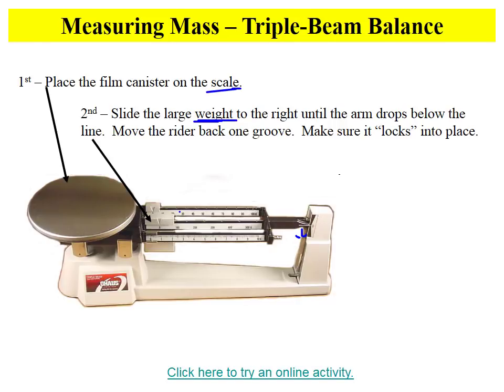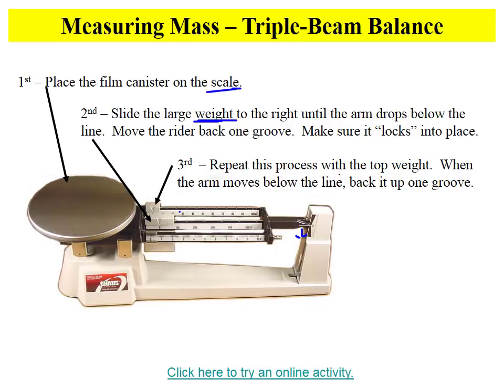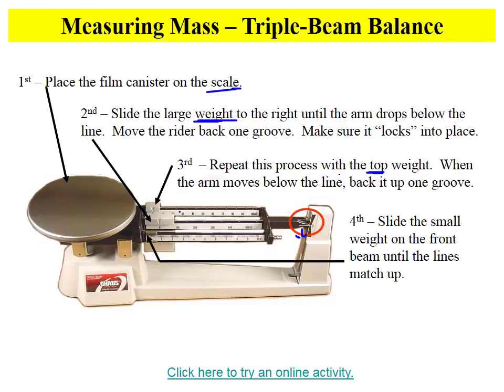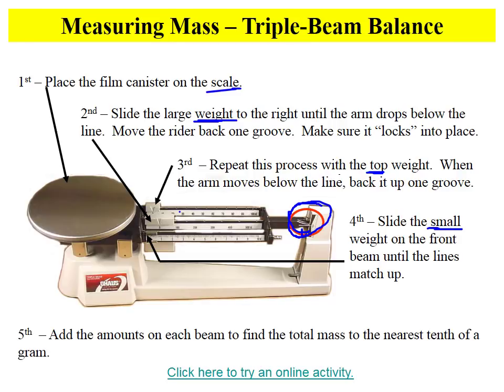And then for the third one, you repeat the same process, but with the top weight. That's going to be your tens place weight. And then you're going to move that till it goes below the line, then move it back up. And then you're probably seeing a pattern here. Fourth, you're going to slide the small weight now, and you're going to do that on the front until those lines here on that part match up. And then fifth, add the amounts on each beam to find the total mass to the nearest tenth of a gram.